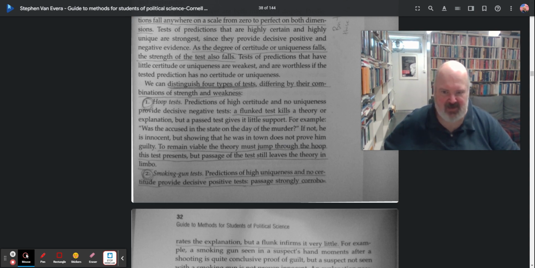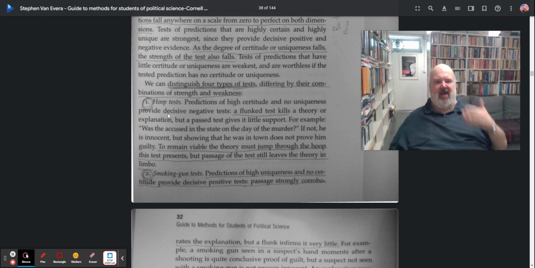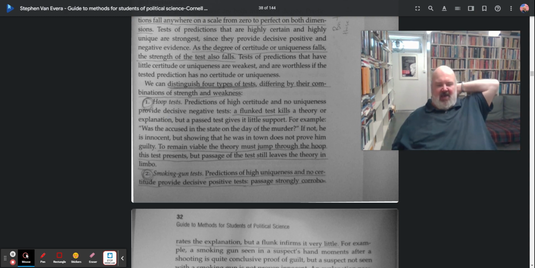In other words, it's a negative test. To remain viable, the theory must jump through the hoop this test presents. But passage of the test still leaves the theory in limbo, right? So hoop tests are very useful because they eliminate alternatives. And remember, this is the famous thing in Sherlock Holmes, right? How does Sherlock Holmes find the guilty? Well, he eliminates the possible parties. He starts eliminating those who could not be it, right? Eliminate the not relevant, and what remains must be the answer, right?